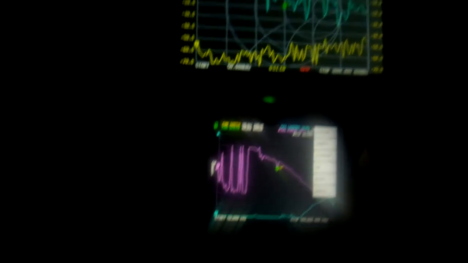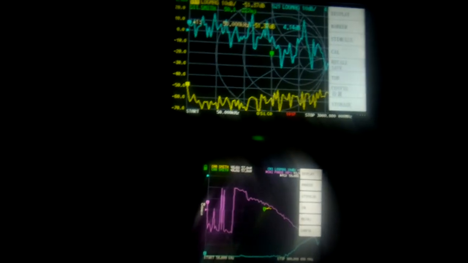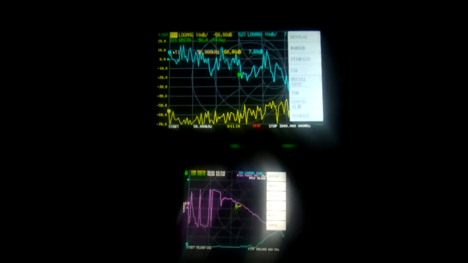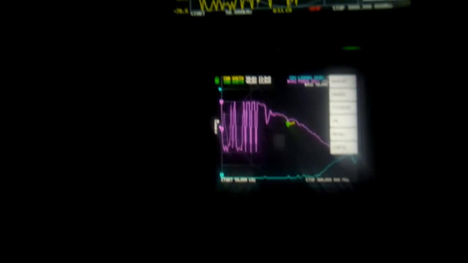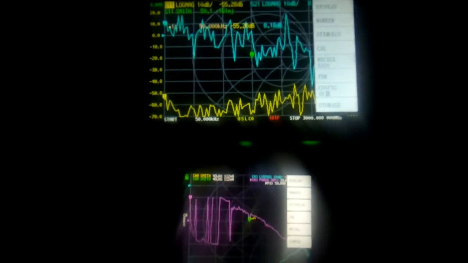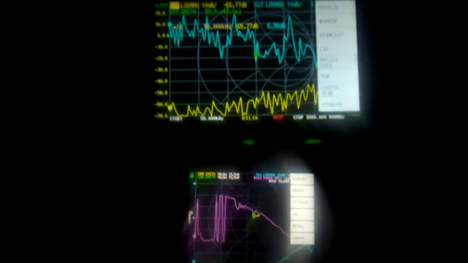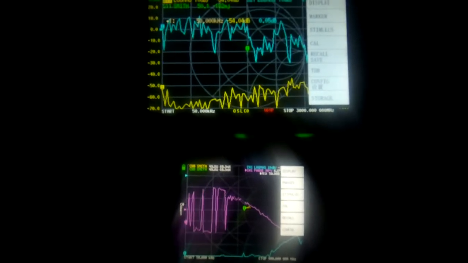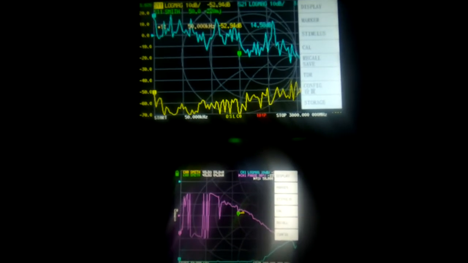So, but let's put the menu on anyway, so you can see the difference. There are some slight differences in the menus, but if you've used the original one, I don't think you'll have any problem at all. I'll just do a quick comparison. I have a 2 meter antenna, and just see how they both look.